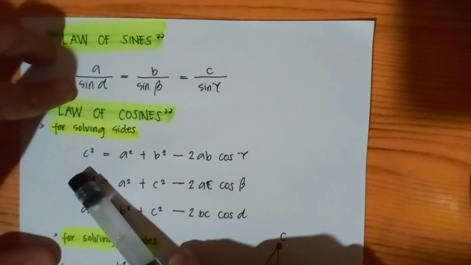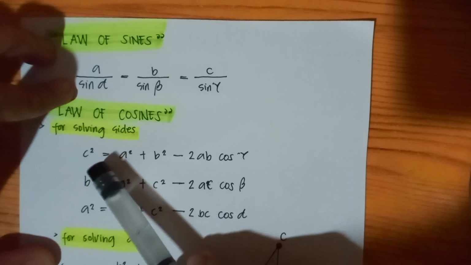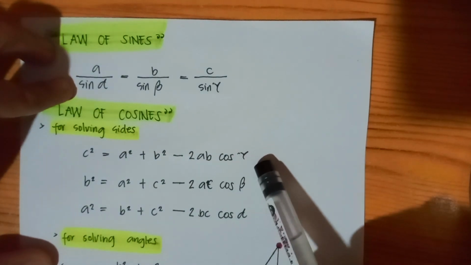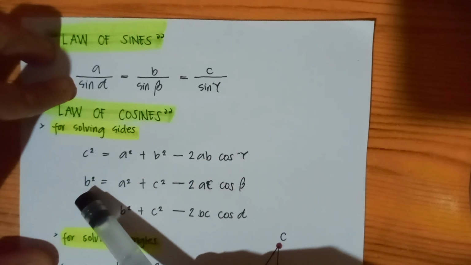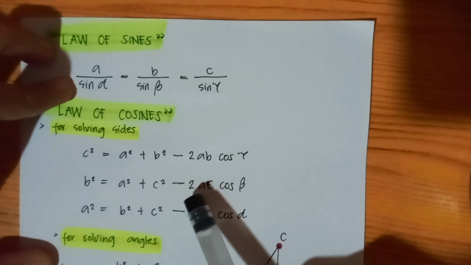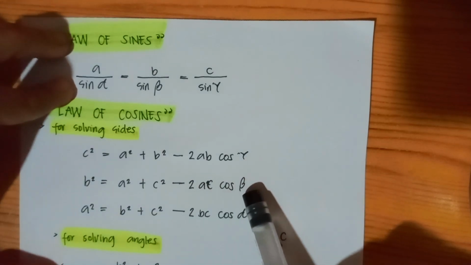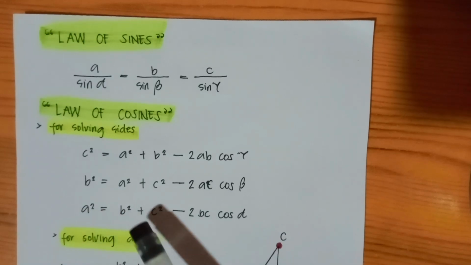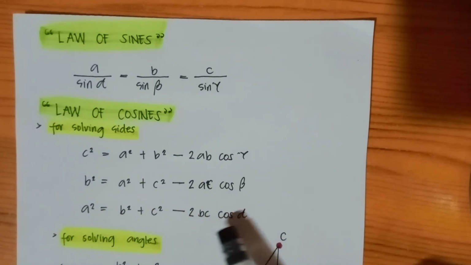For side c, we have c squared equals a squared plus b squared minus 2ab cosine gamma. For side b, we have b squared equals a squared plus c squared minus 2ac cosine beta. And for side a, we have a squared equals b squared plus c squared minus 2bc cosine alpha.